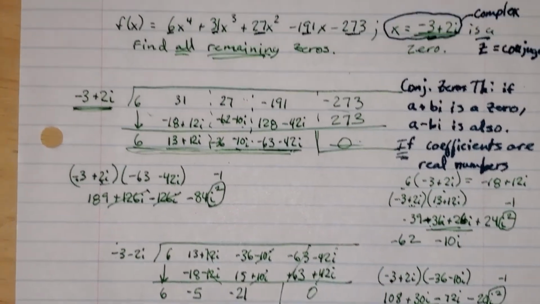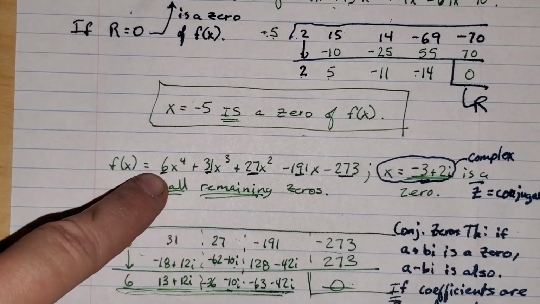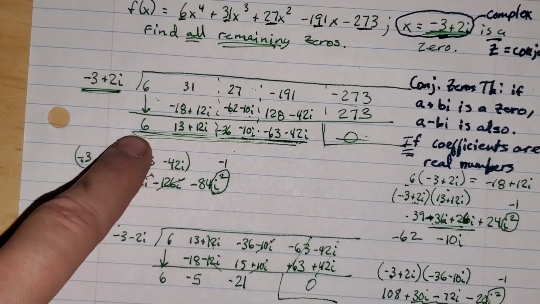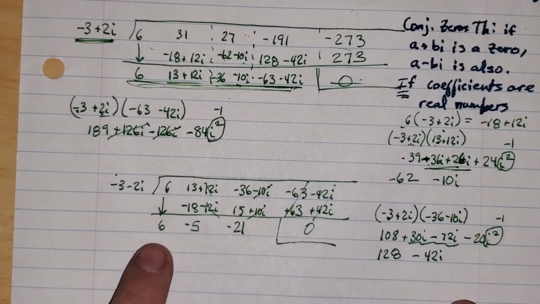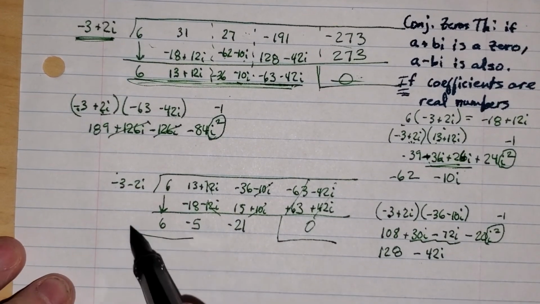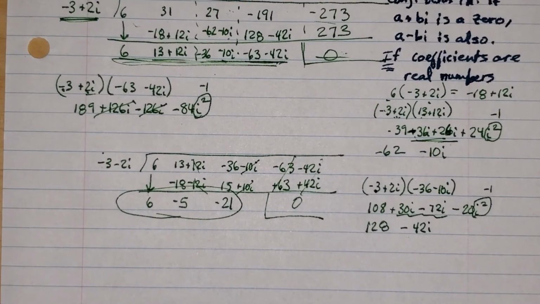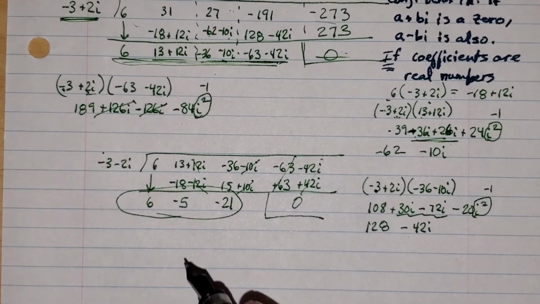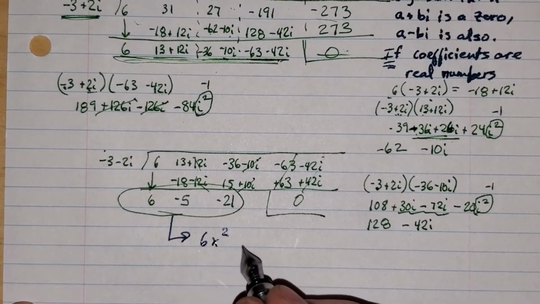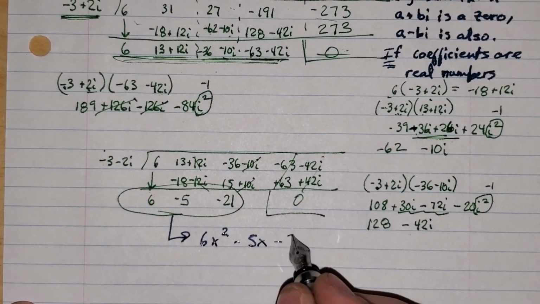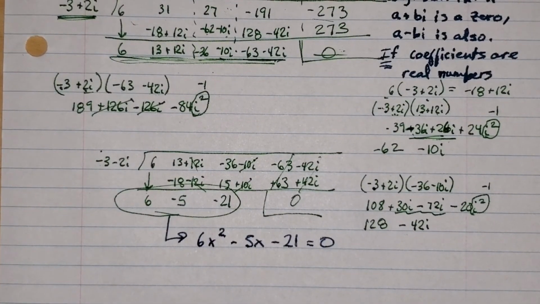Let's go all the way back up here. We started with a 4th degree polynomial. This answer is a 3rd degree because we divided by a single degree. That means this answer is a 2nd degree polynomial. Specifically, here's what we get. This synthetic division is equal to 6x squared minus 5x minus 21. Why is that important?